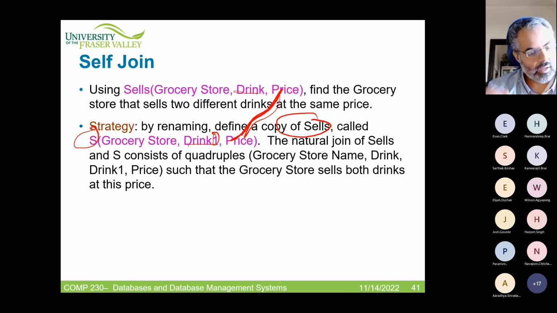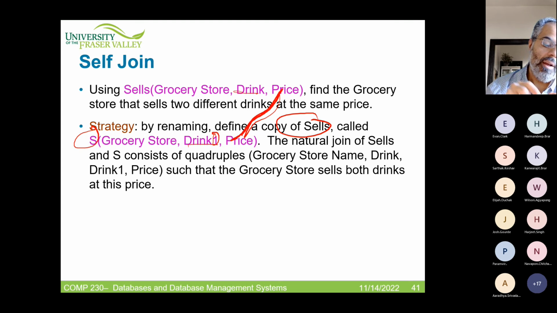So I will make a copy and rename the table. I will rename drink to drink one. When I make the join, in this case, I will consider the price and the grocery store for both of them. And then I can build another query after the join. So I build another operation by making a selection: drink does not equal drink one. So having this copy, now I can apply natural join and apply selection to get what I'm searching for.